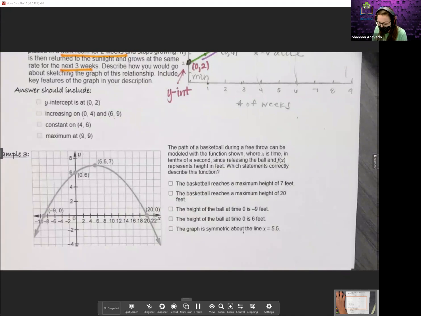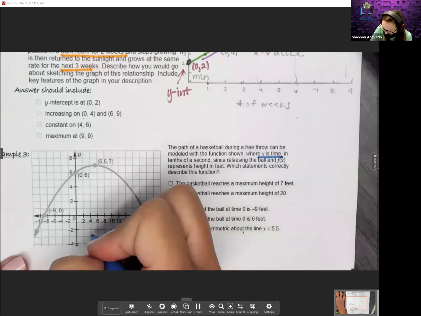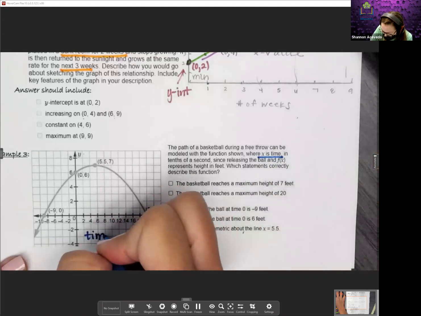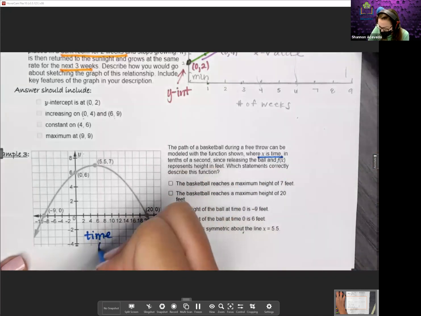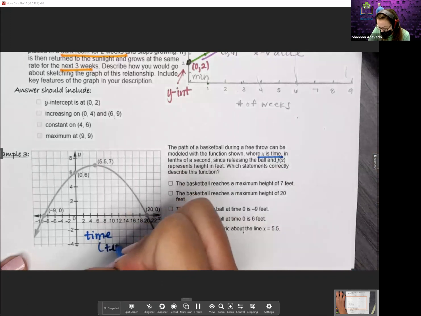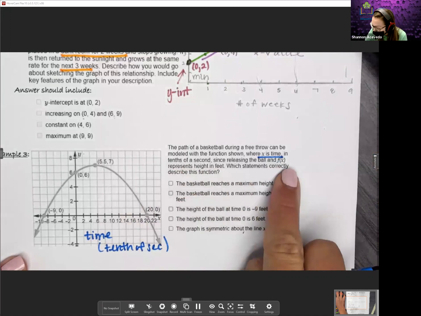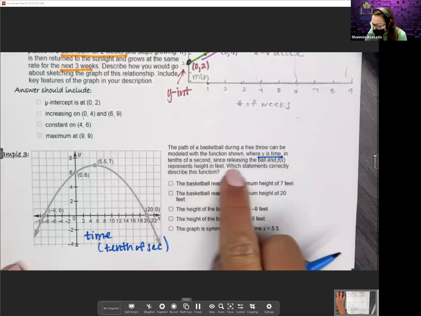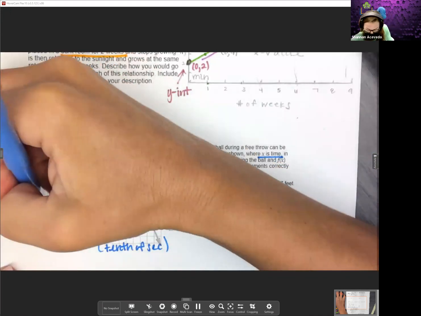For this one, it says the path of a basketball during a free throw can be modeled with the function shown, where x is time. So important, x is time. My x-axis is representing my time, in tenths of a second since releasing the ball, and f of x represents the height in feet. So this is going to be our height in feet.